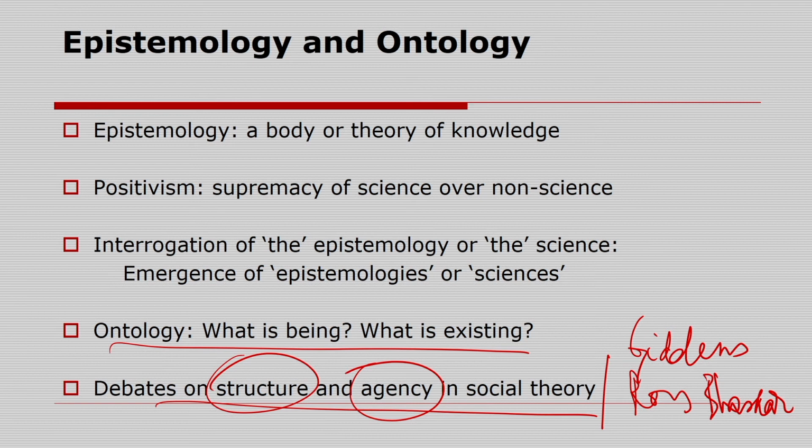Discussions over the primacy of structure or agency relate to the very core of social ontology. Okay. I mean, what is the social world made of? What is the cause in the social world, and what is an effect?